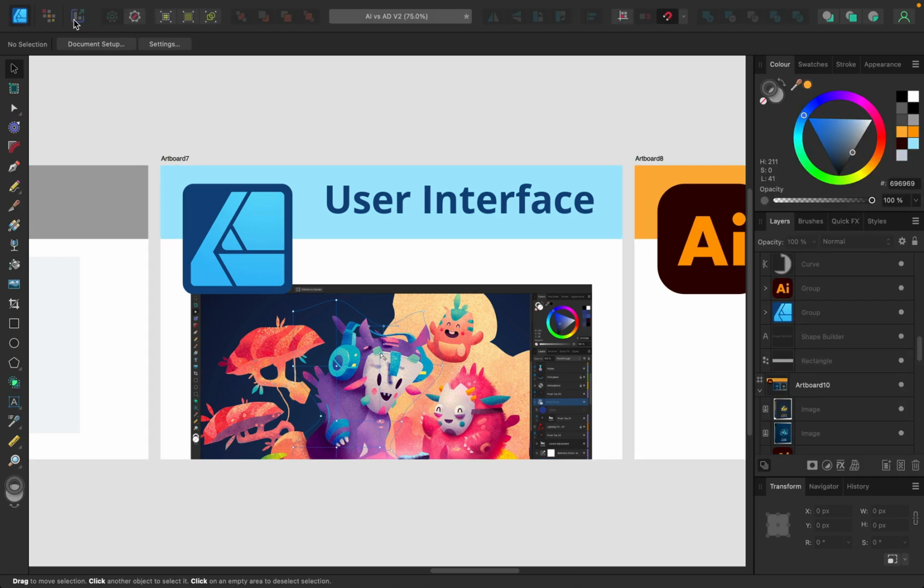So I really like how they simplify the whole interface by dividing it into personas. And I think it was really clever. That's why I'm giving the interface to Affinity Designer, all right? So that's a win for me here. But as I mentioned, I may be a little bit biased on this one.